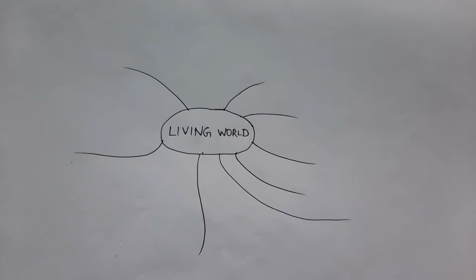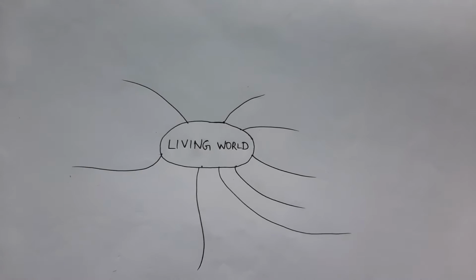In today's video, we will make a mind map of Chapter 1 Living World, which is the first chapter of Class 11th NCERT Biology textbook. So let's begin. First, we will write all the features which differentiate between living and non-living and whether these features are defining or not.